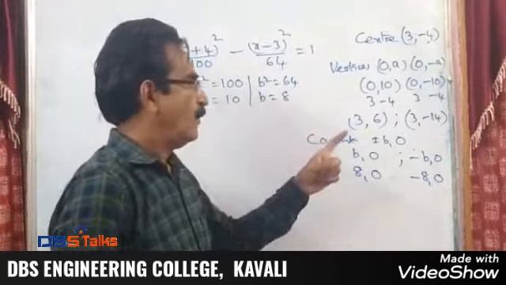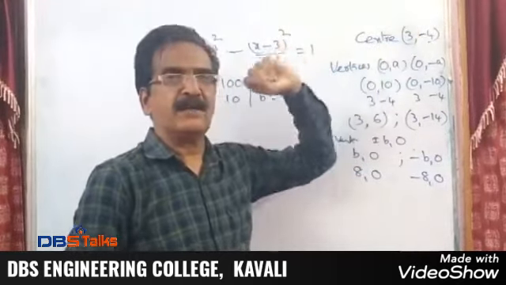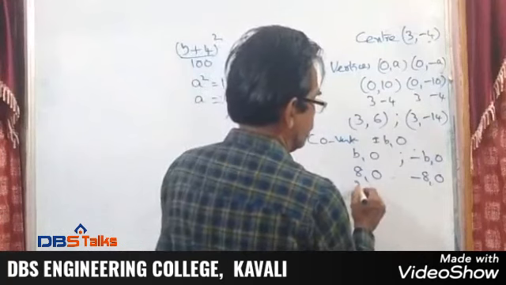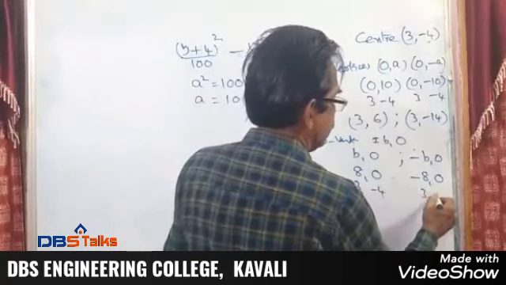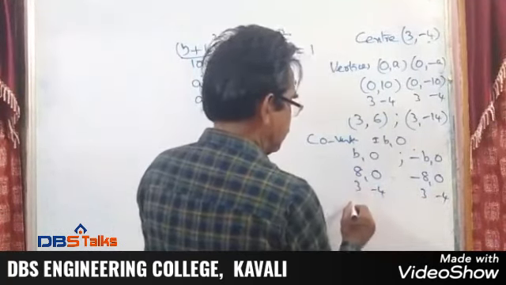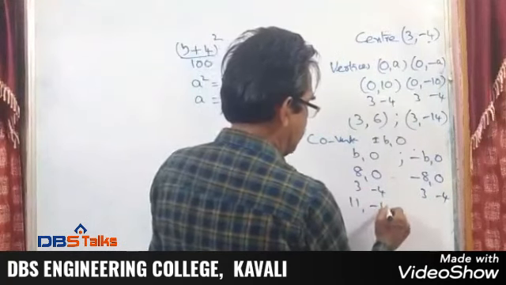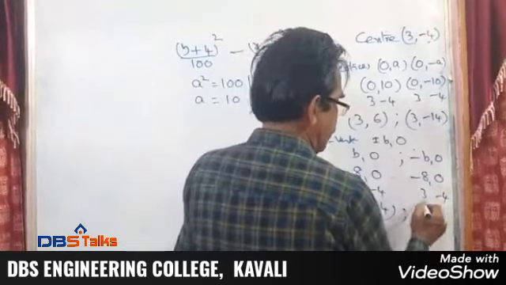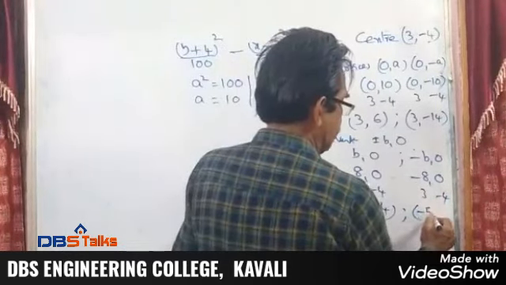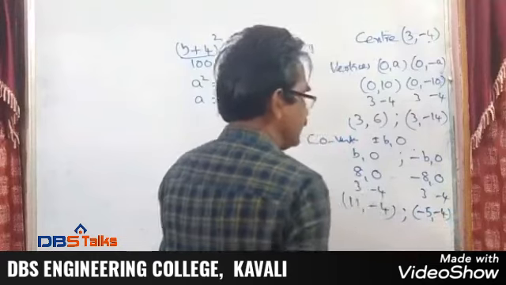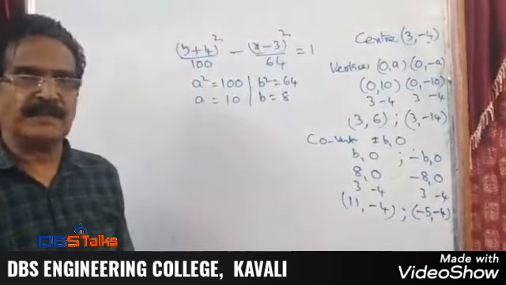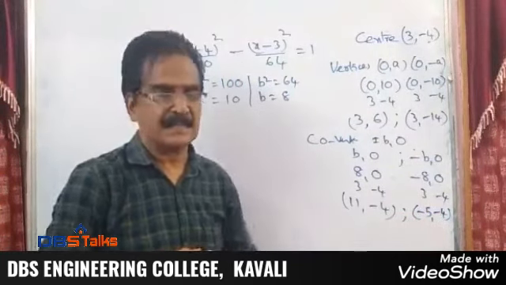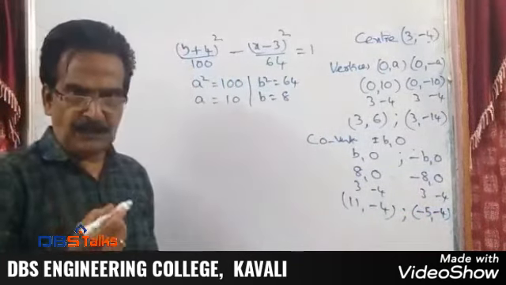Now we have to add the center, that is 3 comma minus 4. That is 8 plus 3, 11 comma minus 4 is one co-vertex. And minus 8 plus 3, minus 5 comma minus 4 is the other co-vertex. These are the co-vertices.